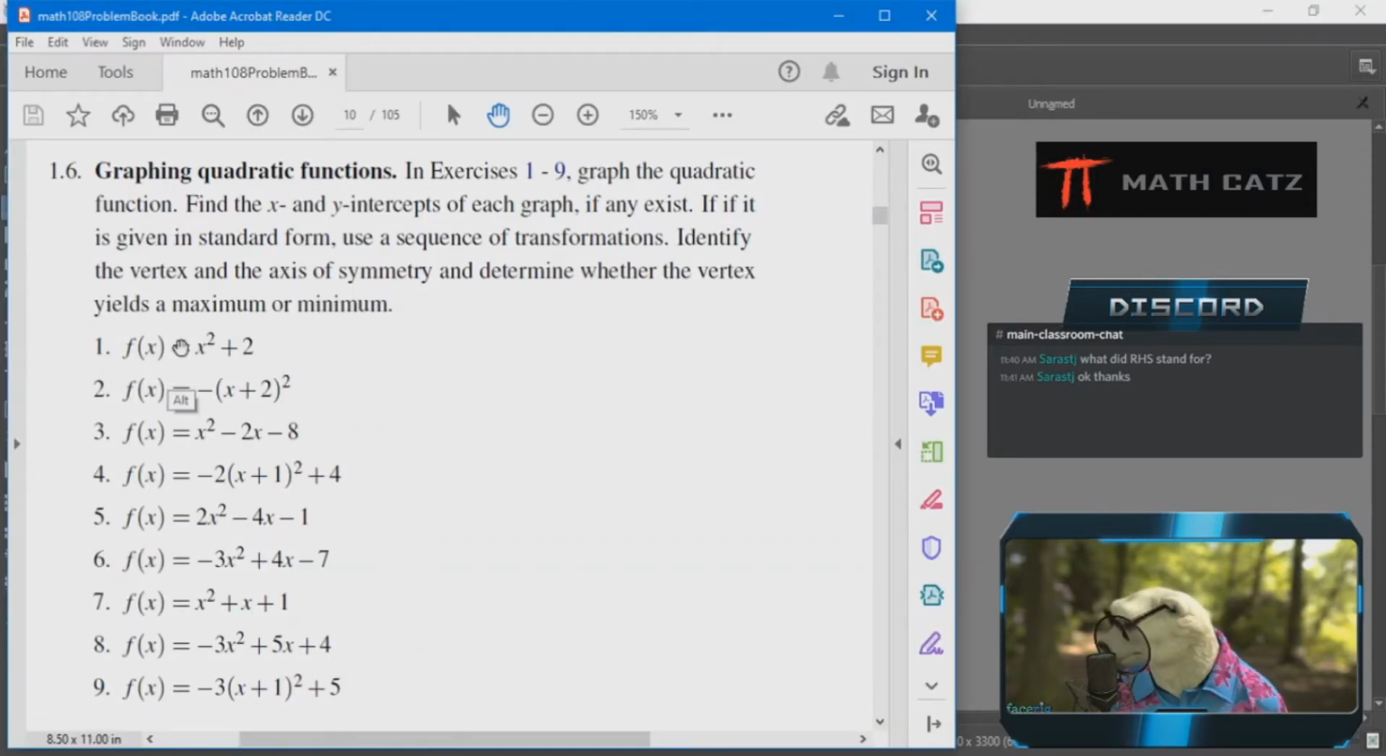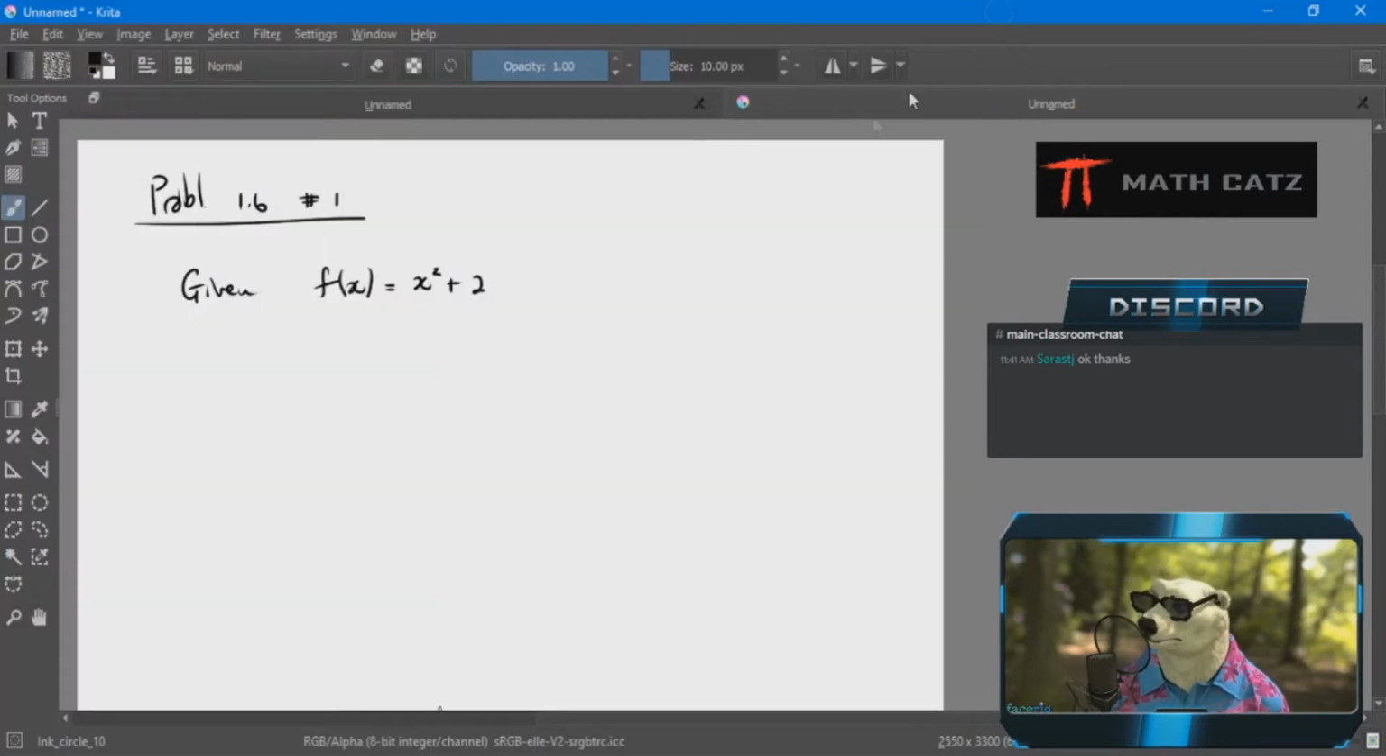Okay, so let's read the question. 6.1, number 1. Graph the quadratic function. Find the x and y intercepts of each graph, if any exist. It's given in what we'll talk about as the forms in a second, and I have a transformation from my basic function, which is how I figure it out. I'm going to talk about the next bit in a second.